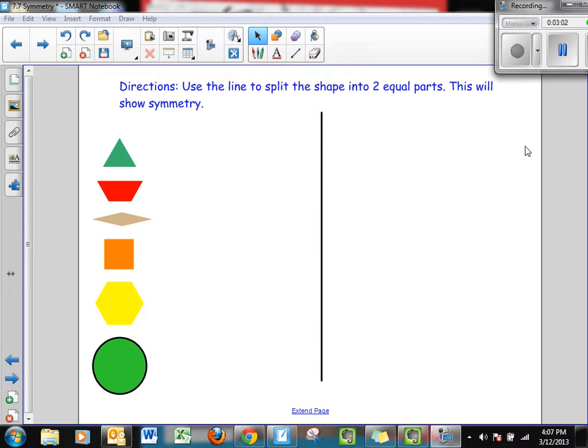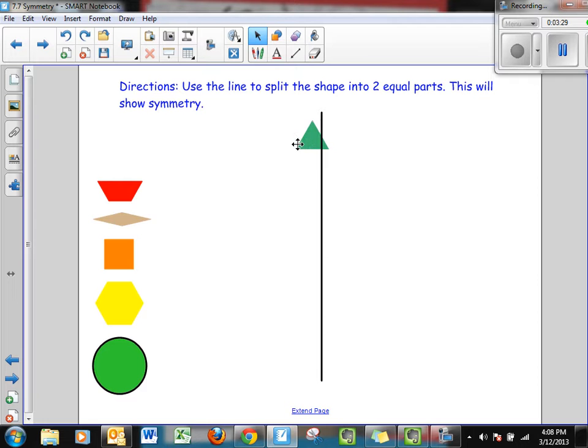So I'm going to model for you how we can make some shapes show that they are symmetrical. I've got a black line here in the middle, and I want you to think in your head and answer if it's yes, the shape is symmetrical, or no, it is not. So let me model one. What I mean by this is if I put this triangle right here, this would be symmetrical because both pieces on each side of the line are the same size and shape.